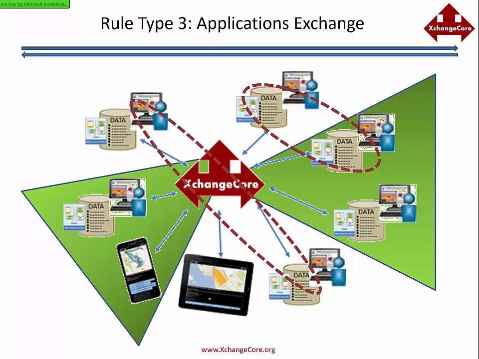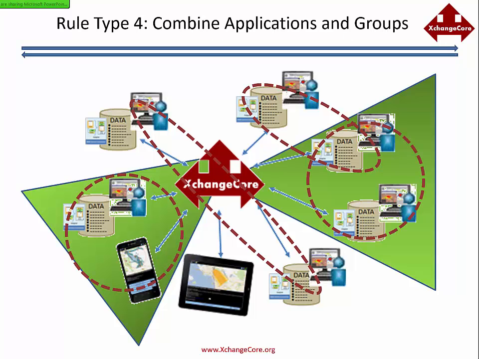So in this case, it might be a fire department, and I'm keeping everything together inside my triangle there because it's my jurisdiction, but I want to do mutual aid between fire departments in another jurisdiction. So I'd allow my fire department CAD information to use XchangeCore to push information to another fire department CAD. That would be an example of an application exchange.